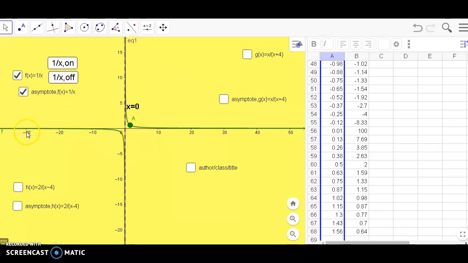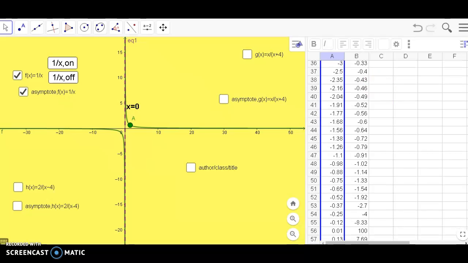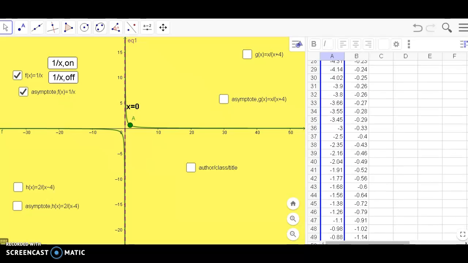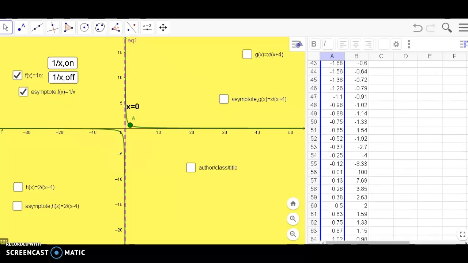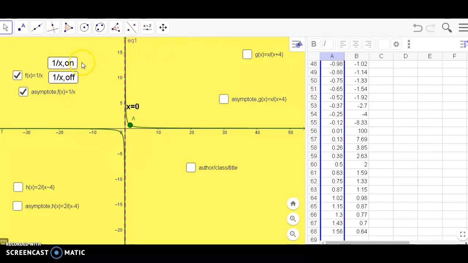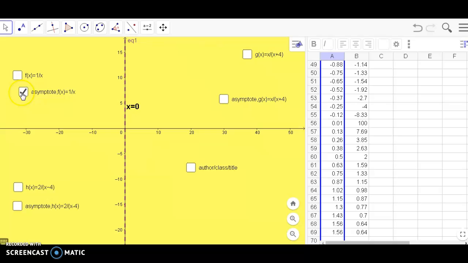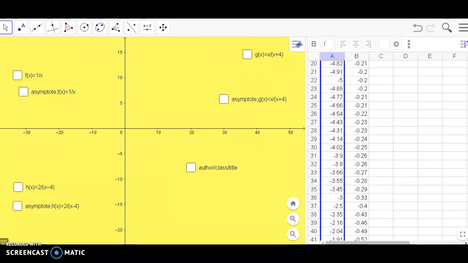The end behavior, as x approaches negative infinity, y approaches negative infinity, and my spreadsheet confirms that. As x approaches positive infinity, never becoming 0, approaching 0, excuse me, my y's also go to positive infinity, and my spreadsheet looks like that as well. I'm going to turn f of x off, go to g of x, and that is my process.